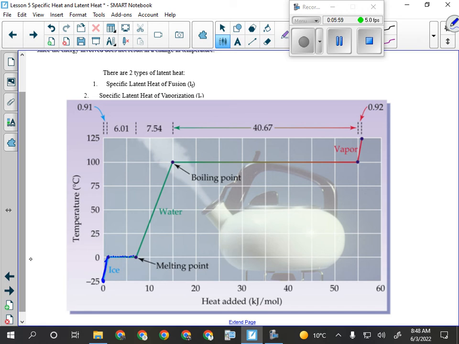I'm still adding energy, because on the bottom of this graph is heat added, or energy, and on the y-axis here is temperature. So you can see the temperature doesn't change, but I'm still adding energy. That's because now I'm changing the potential thermal energy and thus the state of the ice. It's melting.